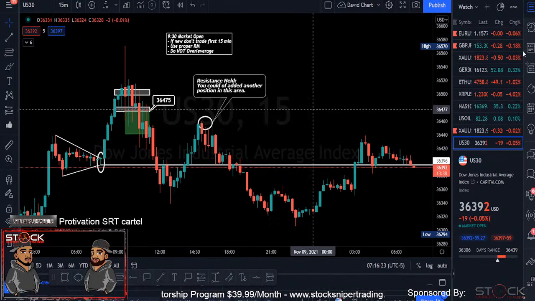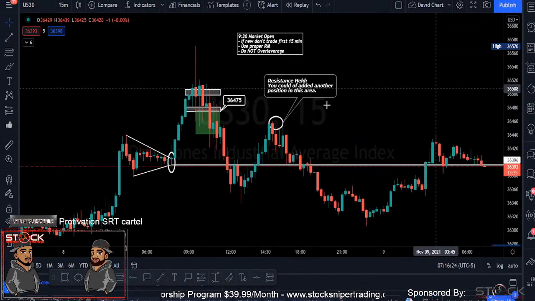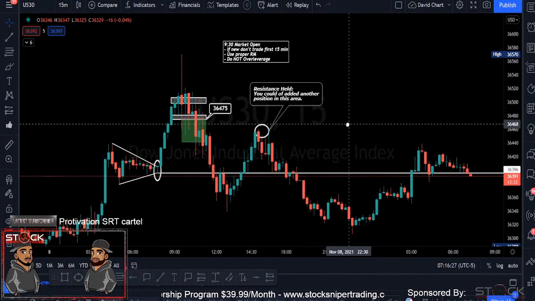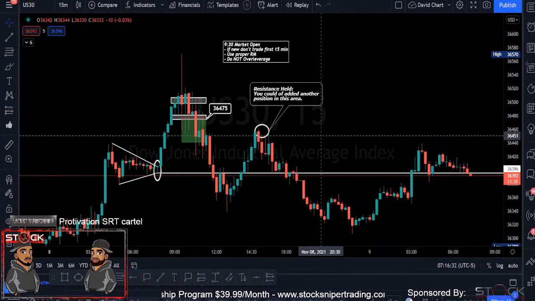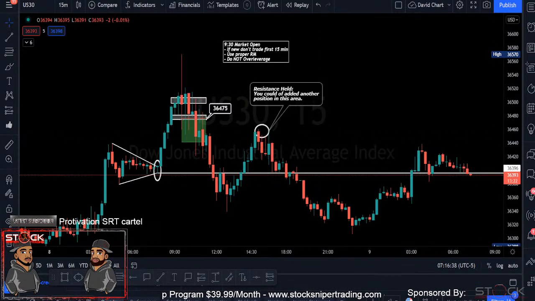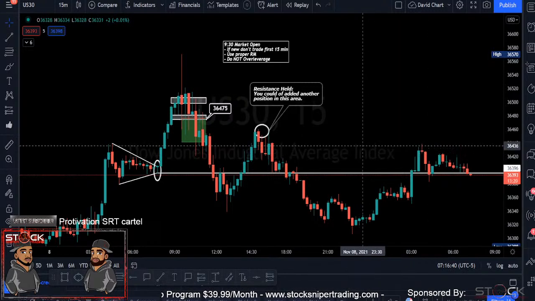This is US 30 on the 15-minute time frame. We were scalping on the fives, but you want to make sure that you're going on the 15-minute once you're in these trades to get into long-term holds. So this is just the US 30. I just want to show you guys the recap of yesterday.